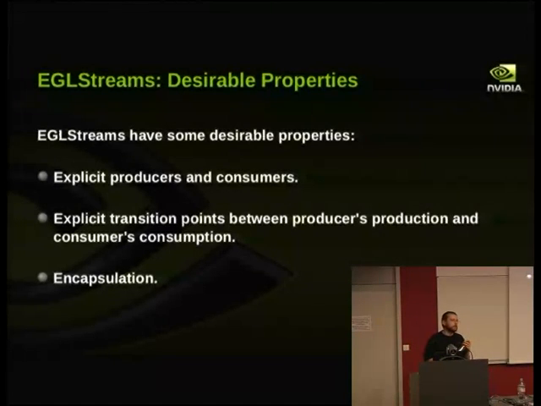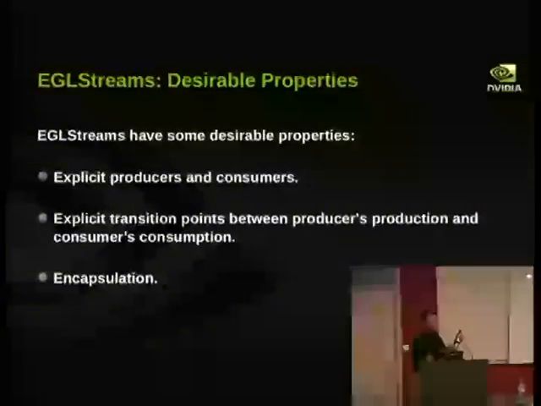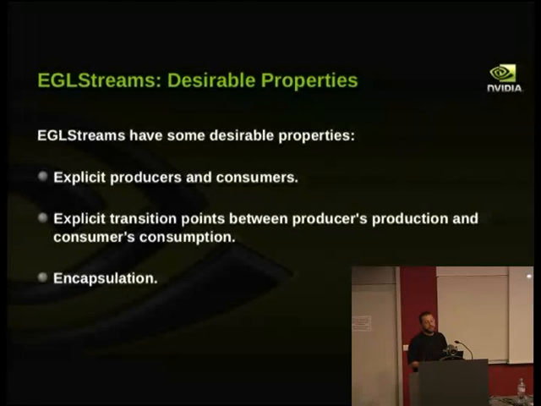Streams may seem a little complicated, but from a driver's point of view, they do have a few desirable uses. So first, they explicitly define who's producing content and who's consuming that content. In the next few slides, I'll go into why these things are desirable. Streams define explicit handoff points between the producer and consumer. In the EGL surface producer example I gave, swap buffers is the clear point where the producer is done with that frame, and now it's being made available to the consumer. And it also gives some encapsulation.